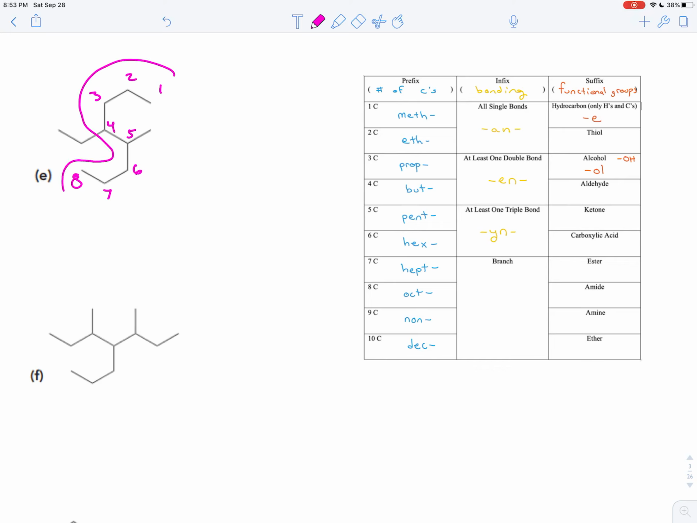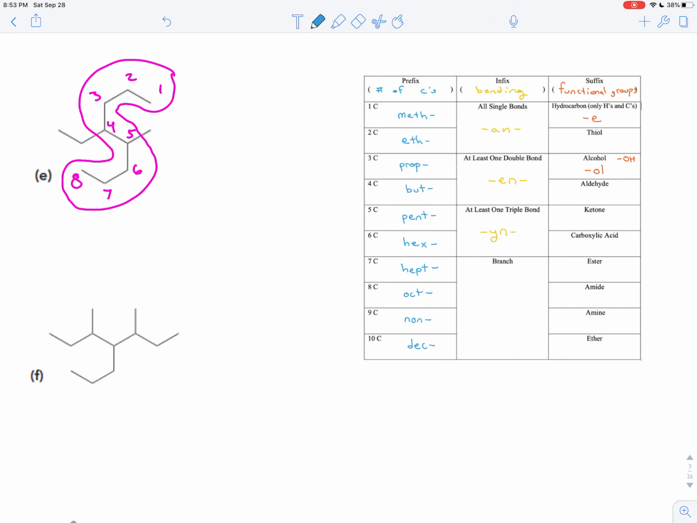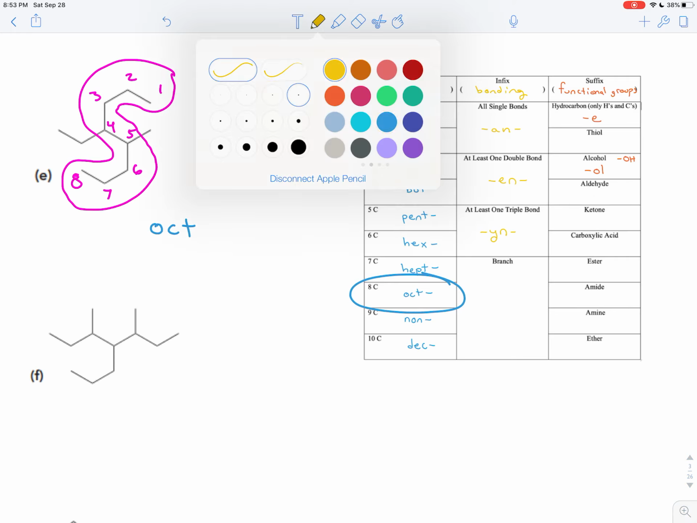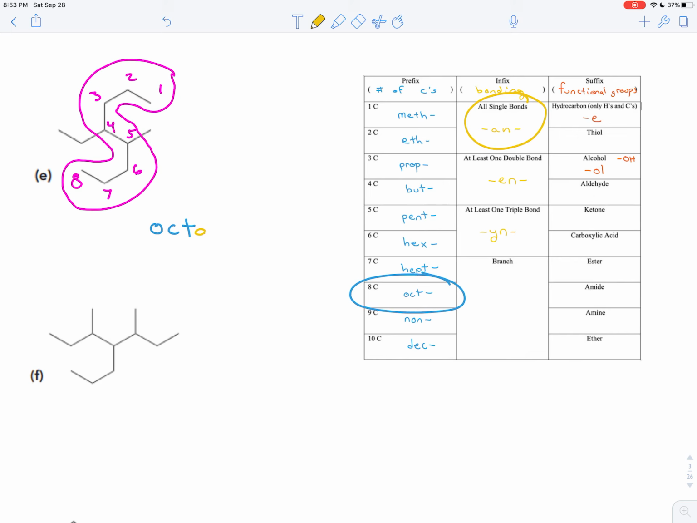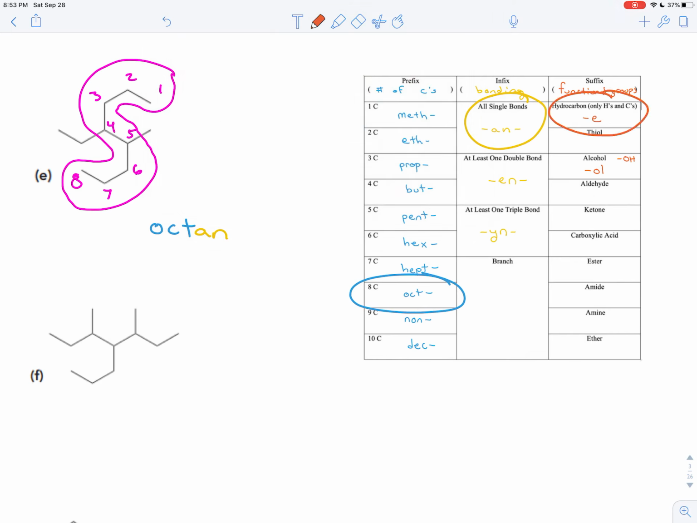So I always encourage you to circle that parent chain to help it stand out from the rest of the molecule. Now we'll learn how to name these branches in a future exercise. For this one, let's just name that parent chain. We have 8 carbons. The prefix for 8 carbons is oct. All single bonds, so the infix is AN. And it's a hydrocarbon, so the suffix is E.